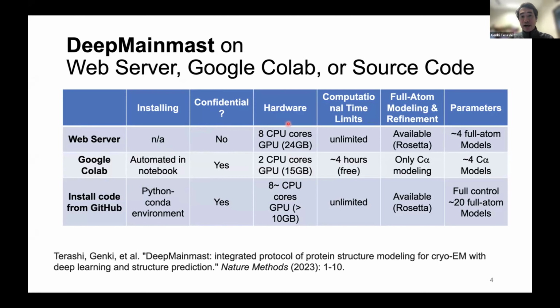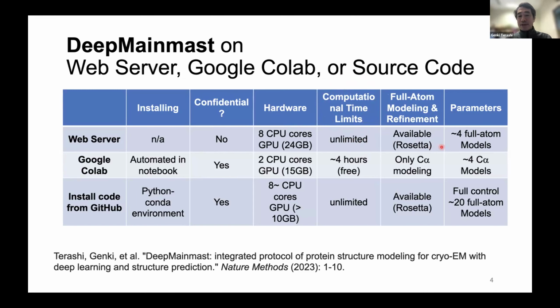From the hardware point of view, we provide 8 CPU cores, and the GPU memory space is 24 GB. It's relatively large. Also, for the computational time limit, there's no limit. So you can submit as many jobs as possible. It's unlimited.